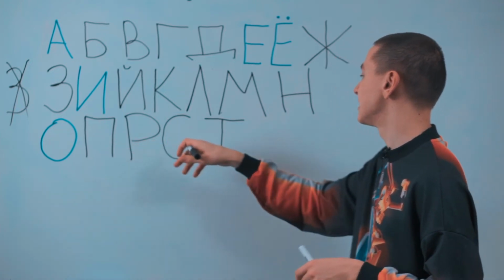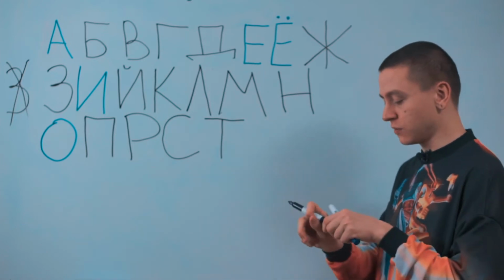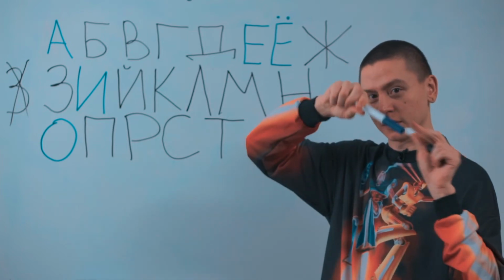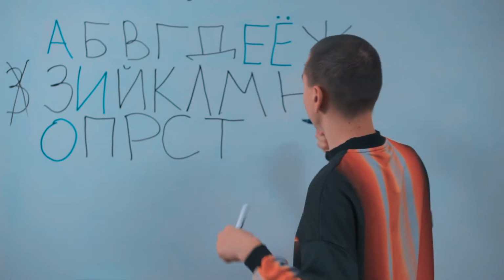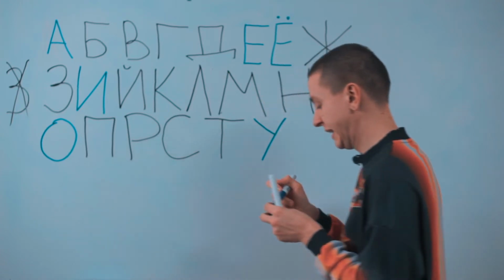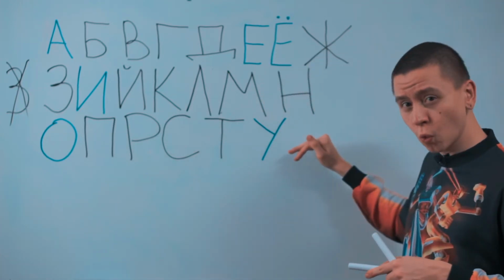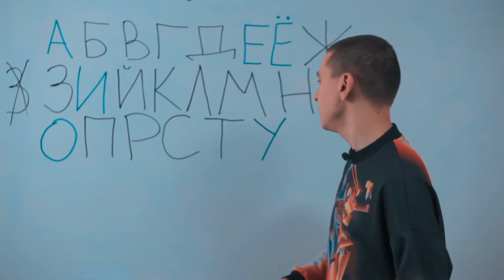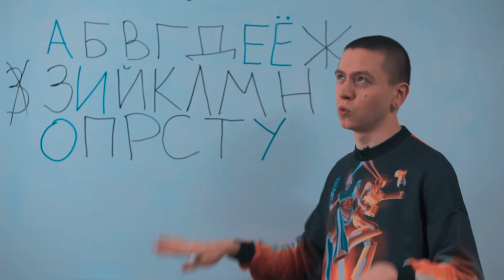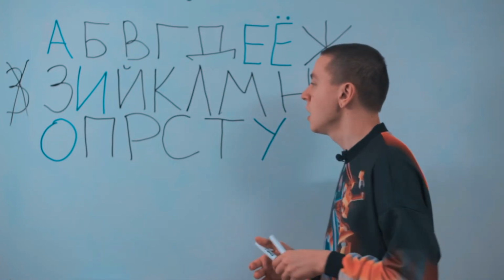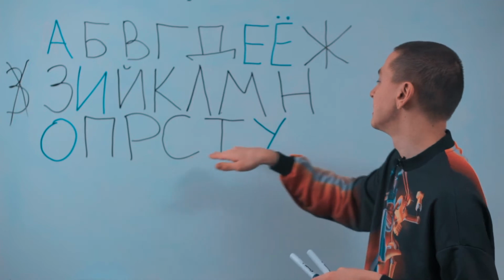O, P, R, S, T. Next one is vowel, and I will need blue marker. It's U. Yes, it's U. I think it's pretty easy as well, so just U. Just pronounce after me. I think that you can do this really. O, P, R, S, T, U.